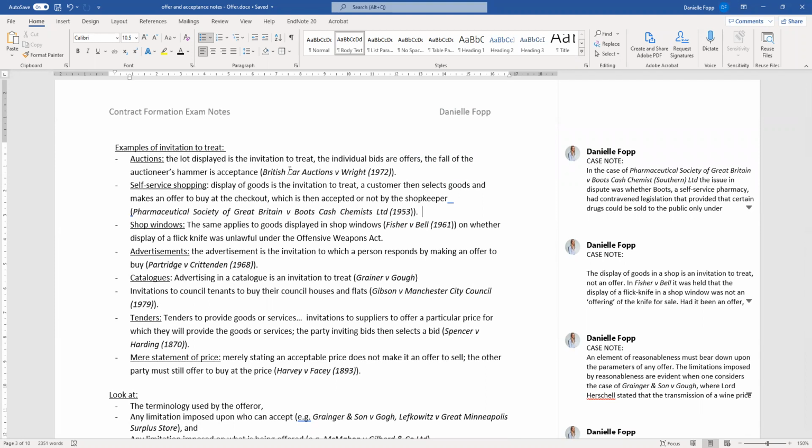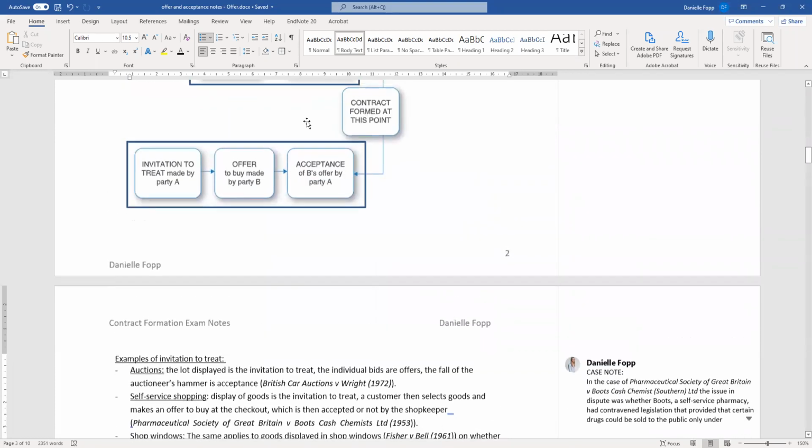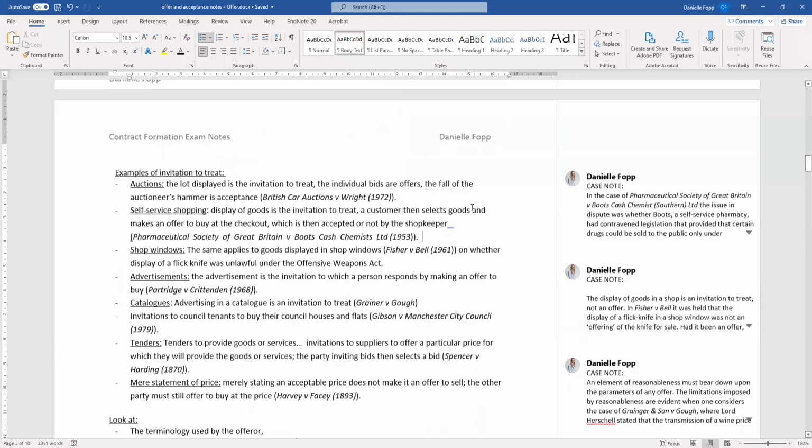Then we have self-service shopping. So display of goods is the invitation to treat. A customer then selects goods and makes an offer to buy at the checkout, which is then acceptance or not by the shopkeeper. And again, we go through the timeline.